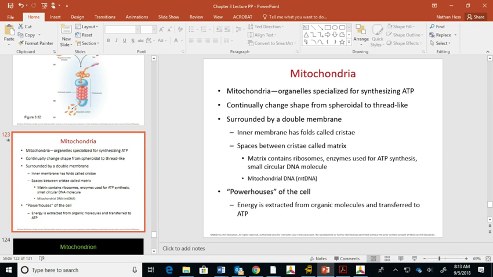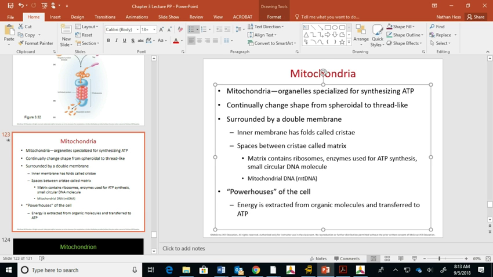Because remember, it's all made of the same 20 amino acids, right? I just break them down and reorganize them. It's like a big, huge pile of Legos. I can build anything I want. But I can't leave the Millennium Falcon up. I've got to break it down in order to build the Hogwarts castle. You know what I mean? All right. So mitochondria, we'll talk a whole bunch more about these guys.